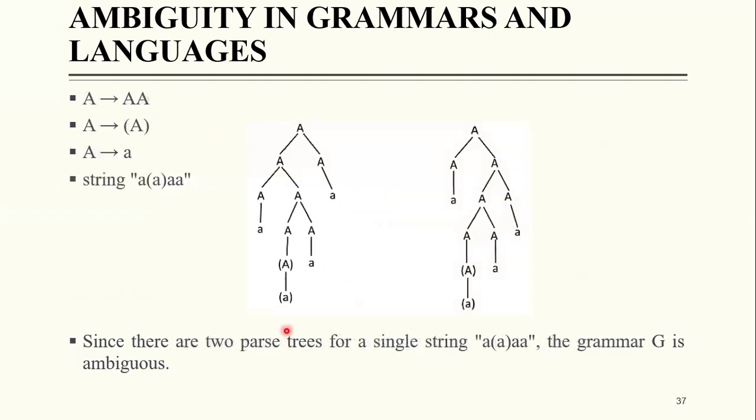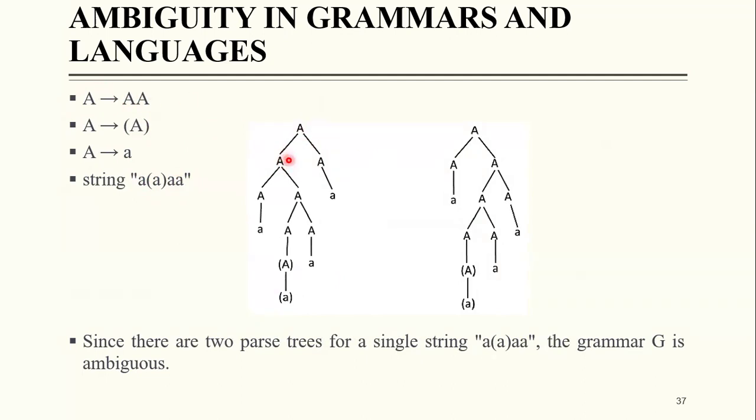And one more example is given. The input grammar is A derives AA non-terminals, A derives bracket A, and A derives terminal a. So here we have to derive the string a bracket a. Let us check whether it is possible to construct more than one parse tree for the given input string by the grammar. So A derives AA non-terminals.